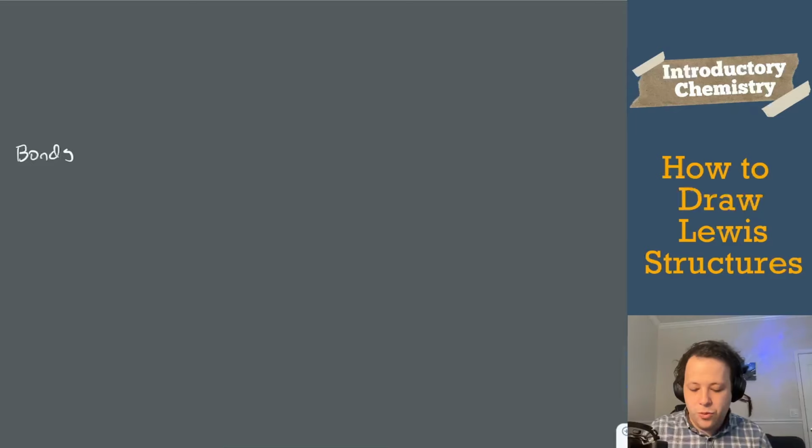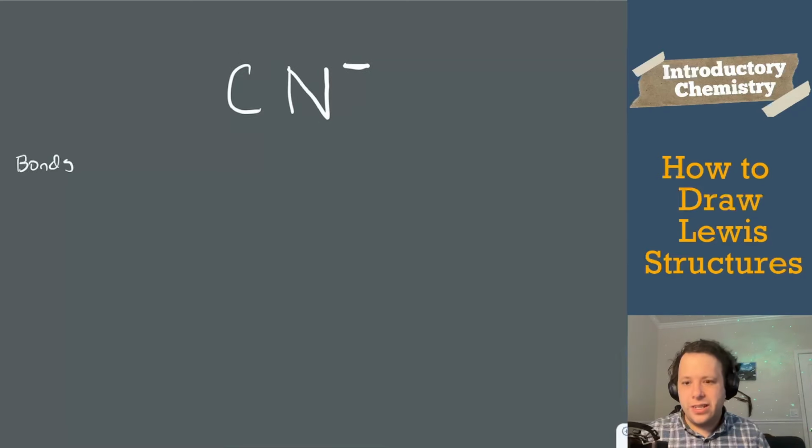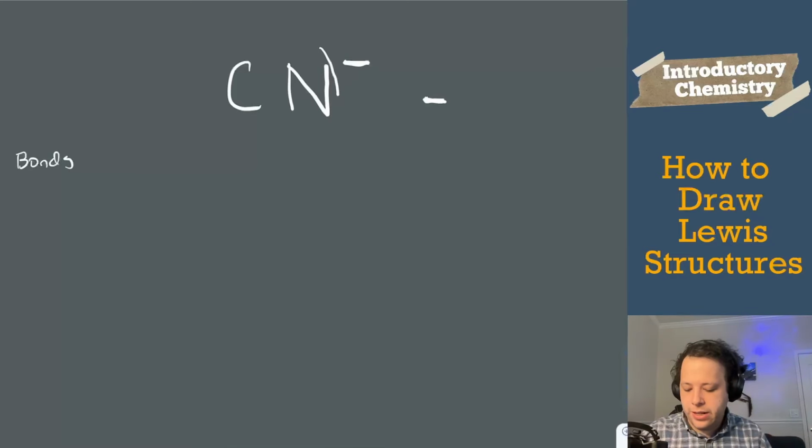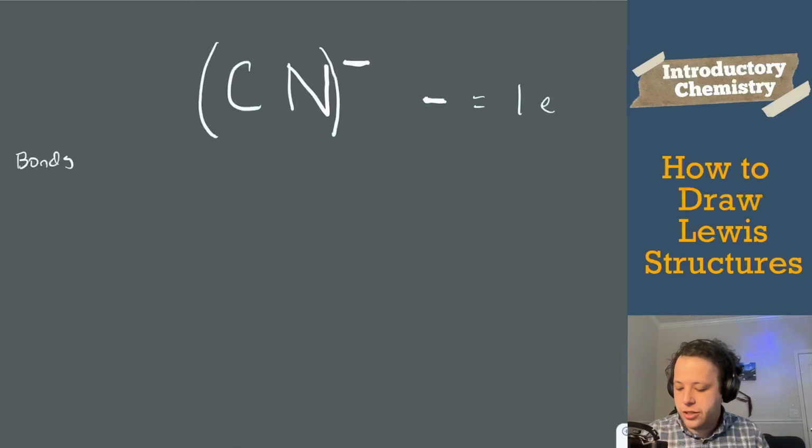Now, let's do one last one. Why don't we do something with a charge on it? So, if I give you CN minus, okay, what does that tell us? If you remember from before, if I have a negative charge, what this tells you is that on this molecule, there's a negative charge located somewhere on it. It doesn't have to be on the nitrogen, it could be on the carbon, it's on one of these species. A negative tells you have 1 extra electron. A positive tells you have 1 less electron.